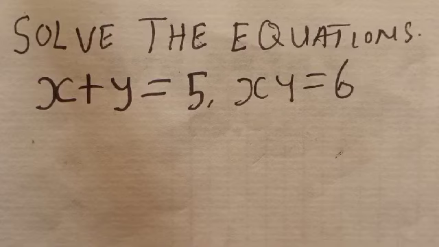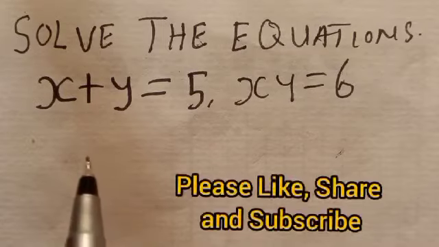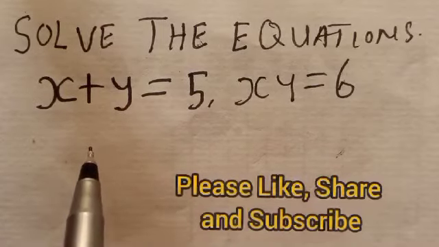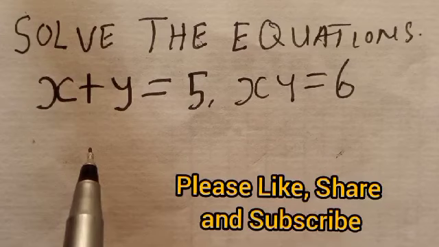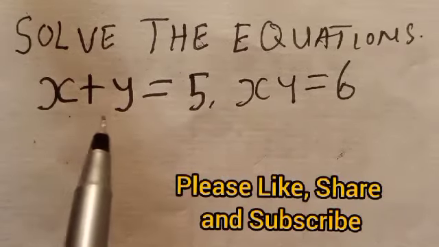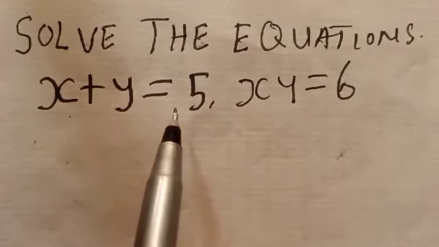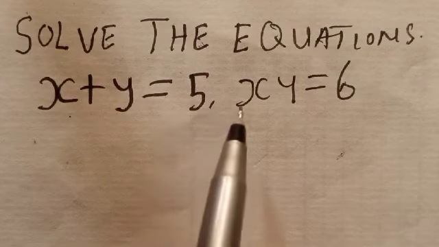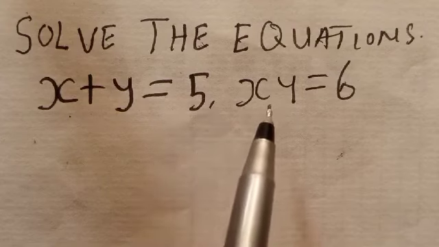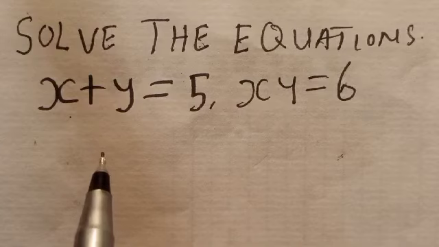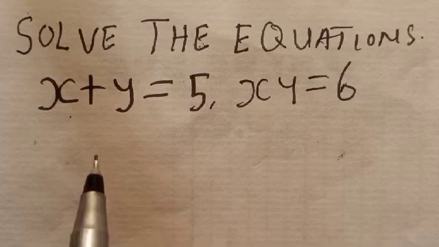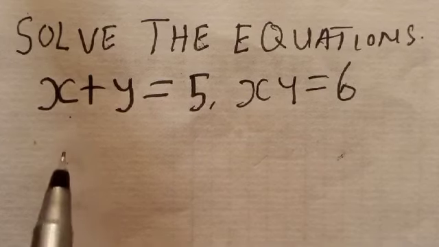In today's class, we want to look at how we can quickly solve this simultaneous linear and quadratic equation. The question says solve the equations, and the two equations are x plus y equal to 5, and we also have xy equal to 6. Now this is a simultaneous equation, but in this type of equation, while solving it, it will lead to a quadratic equation solution.